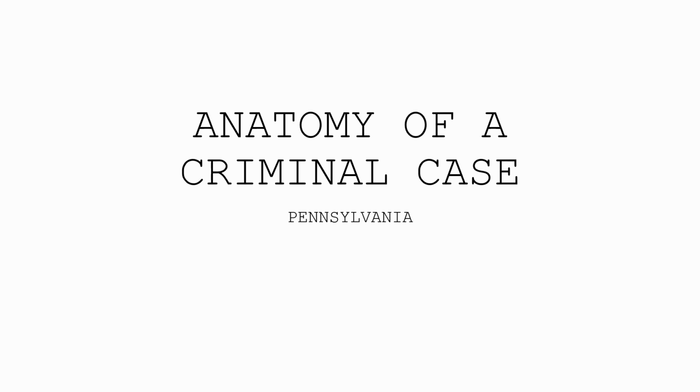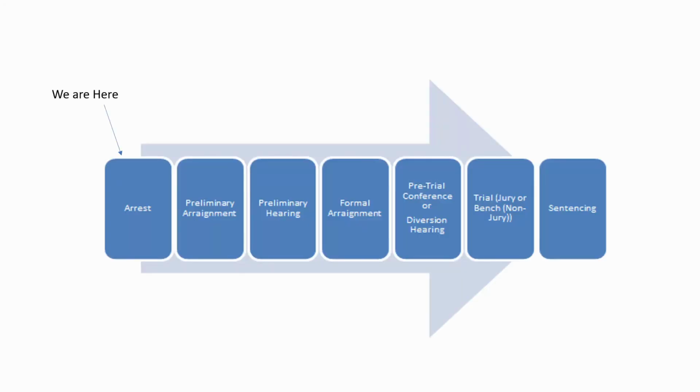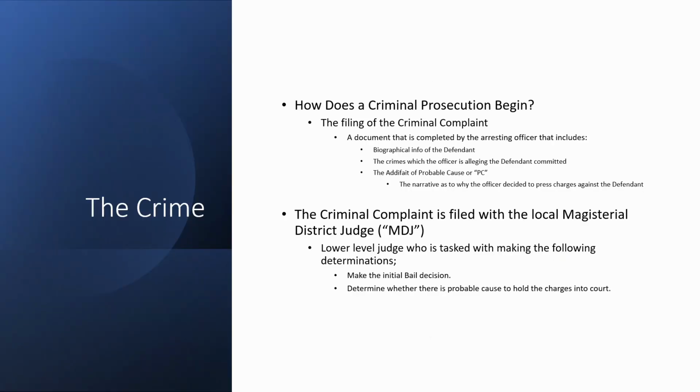How does a criminal case begin? And so we're here, we're at an arrest, and we want to look at what the first thing is that happens to begin a criminal case. 99% of the time, a criminal case starts with a police officer filing what's called a criminal complaint with the local magisterial district judge. That criminal complaint is going to include a number of items, but most notably it's going to include what's called an affidavit of probable cause, which explains to the local magistrate why the officer believes he has probable cause that the defendant committed a violation of a specific statute.